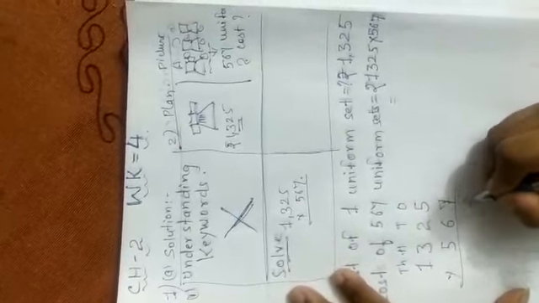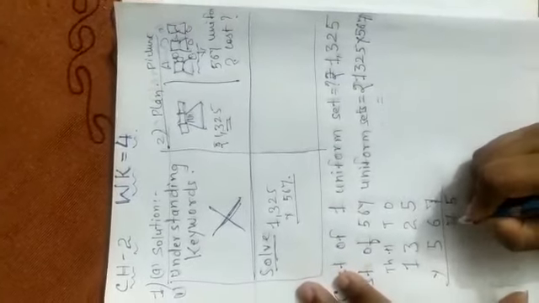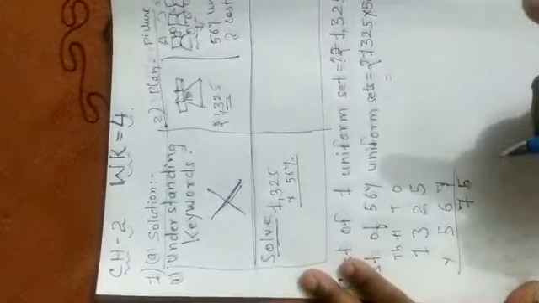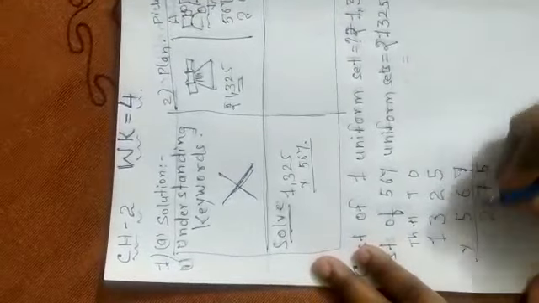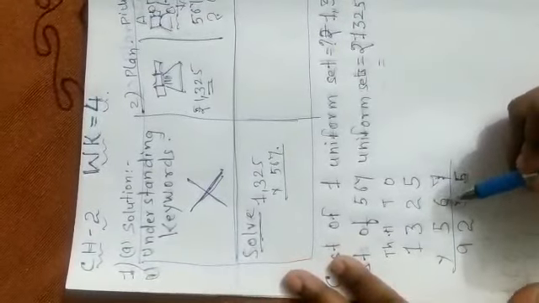7 5s are 35. 3 carry over, 7 2s are 14, plus 3, 17. 1 carry over, 7 3s are 21, plus 1, 22. 2 carry over, 7 1s are 7, plus 2, 9. Now come to 6 tens. I will multiply by 6 tens.